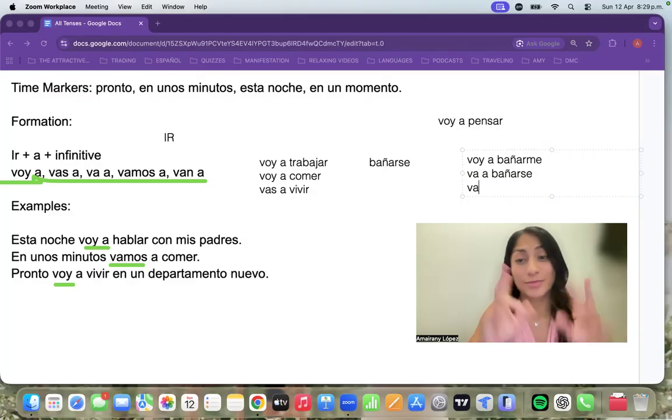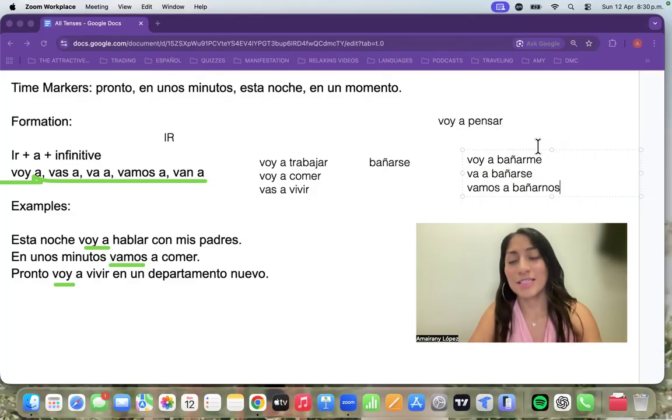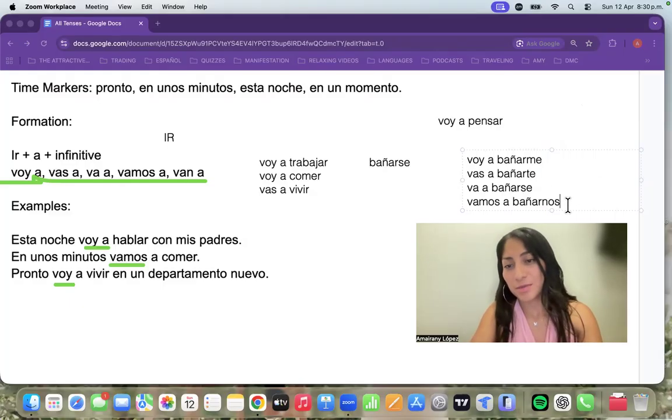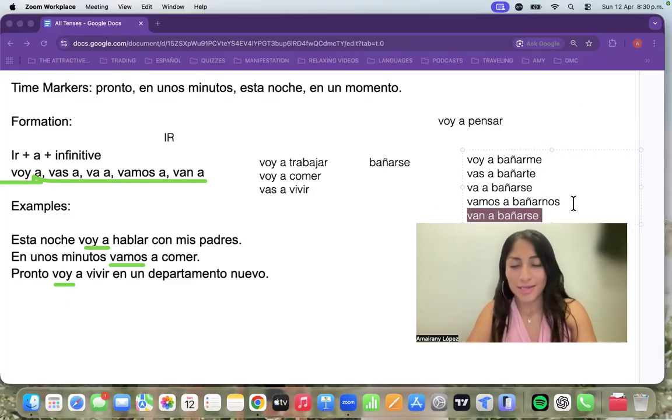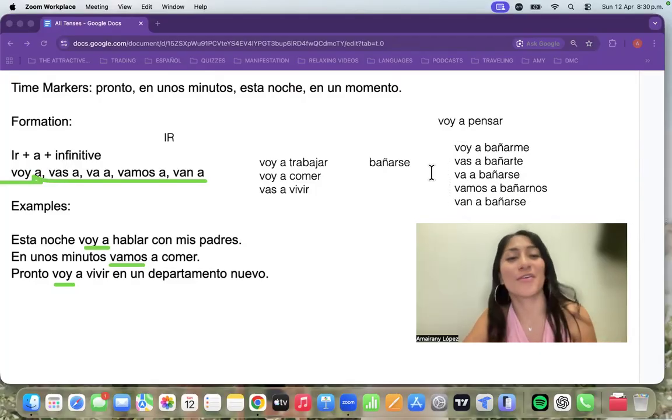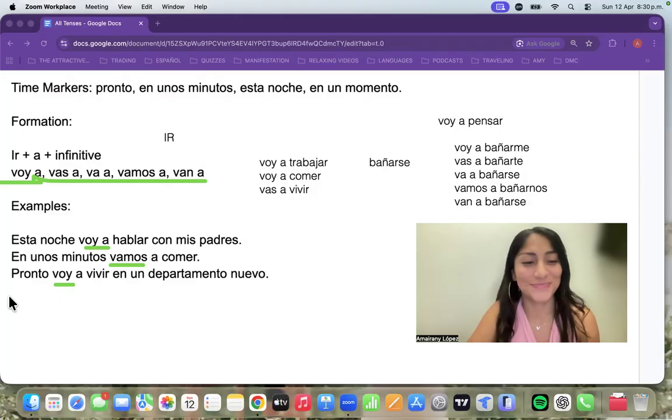We are going to shower, bathe ourselves. Vamos a bañarnos. And so on. So, vas a bañarte. Y van a bañarse as well. Okay, so he, she, it, and you guys and they, because it's pretty much the same. Okay, so that's how it works with the reflexive verbs for the futuro próximo.